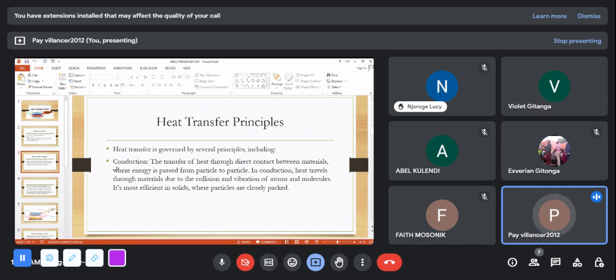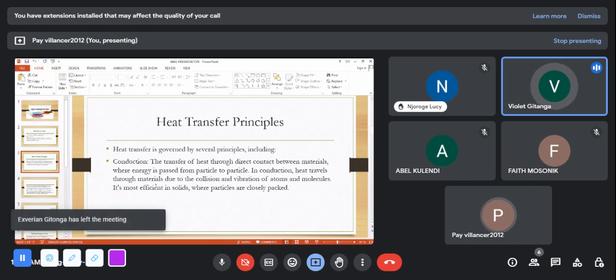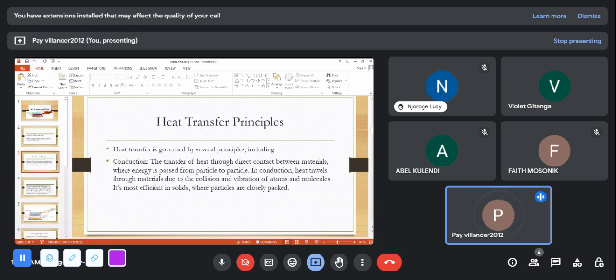So, we move to that slide, and we can say that heat is mainly governed by several main principles. One, we have conduction, the transfer of heat through direct contact between materials, where energy is passed from particle to particle. In conduction, heat travels through materials due to the collision and vibration of atoms and molecules. It is mostly efficient in solids where particles are closely packed.